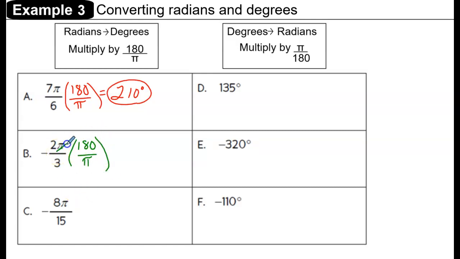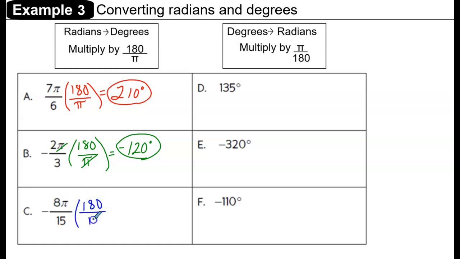Okay, then in problem B, negative 2 pi over 3, we'll multiply that by 180 degrees over pi radians. Pi cancels, and we're left with negative 2 times 180, which is negative 360, divided by 3, or negative 120 degrees.